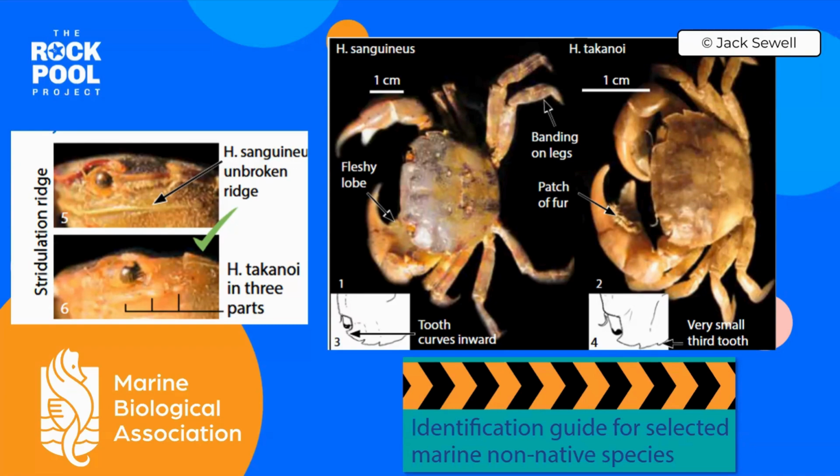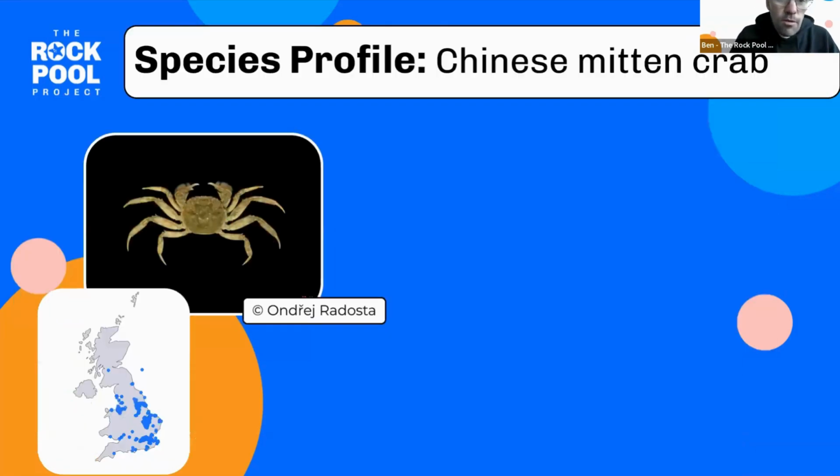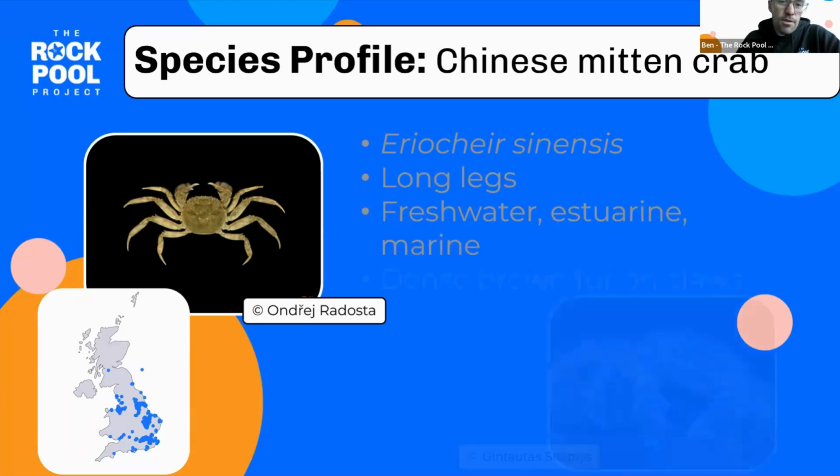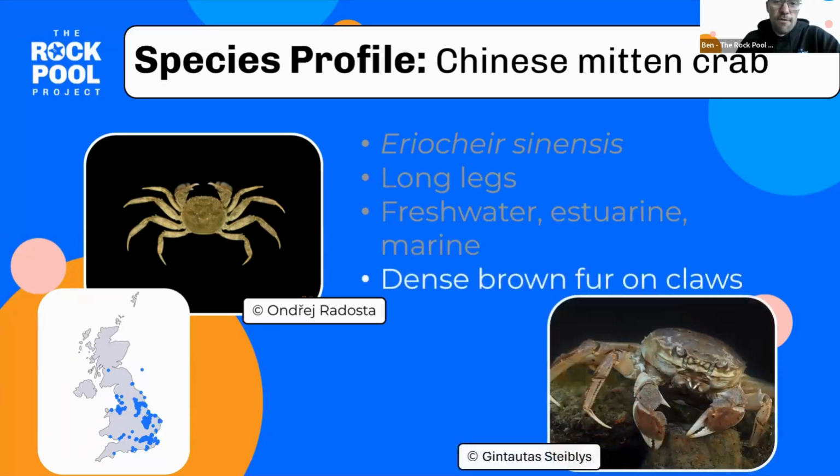Okay. And then the last one, which I put in here, is quite a well-known invasive species in this country, the Chinese mitten crab. Not one that's come up much rock pooling before. It's much more of a freshwater and estuarine species. Very long legs, and it does have really dense sort of brown fur on its claws. I've never seen one, actually.